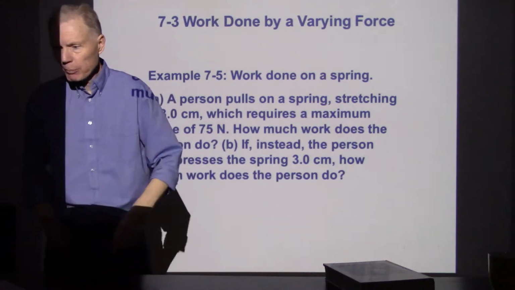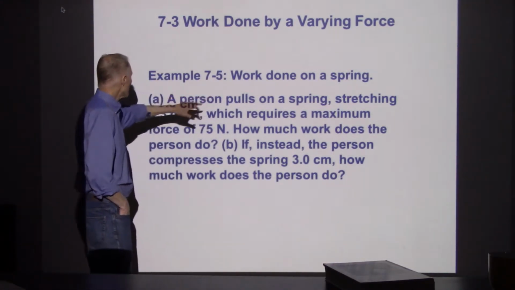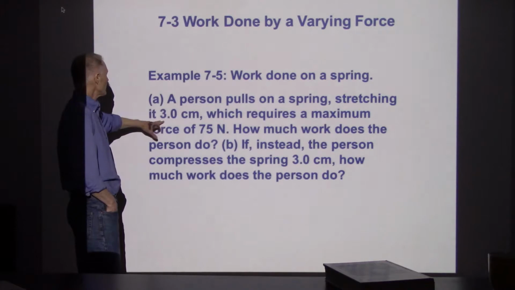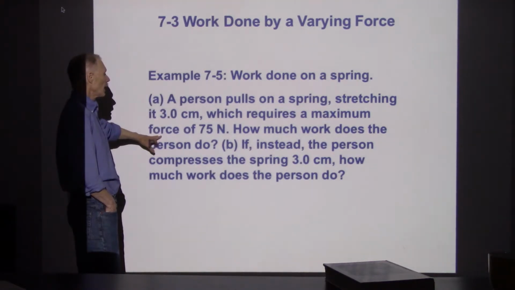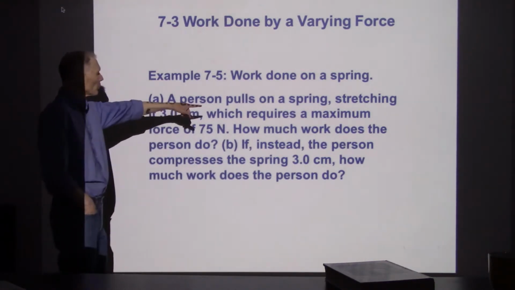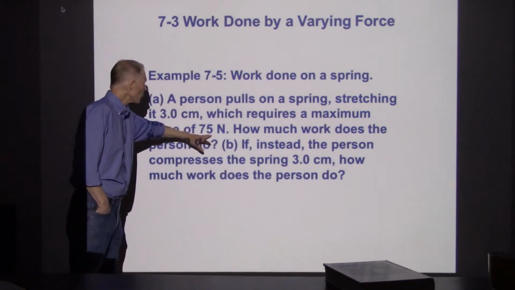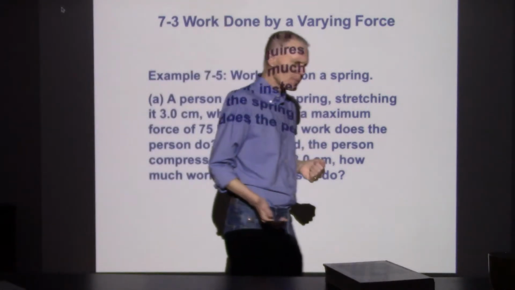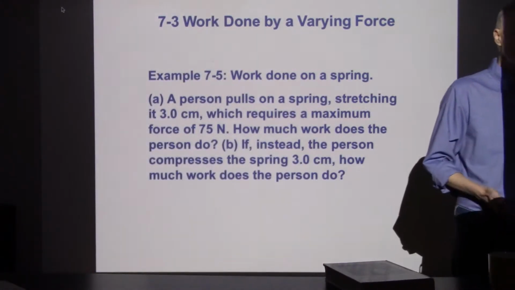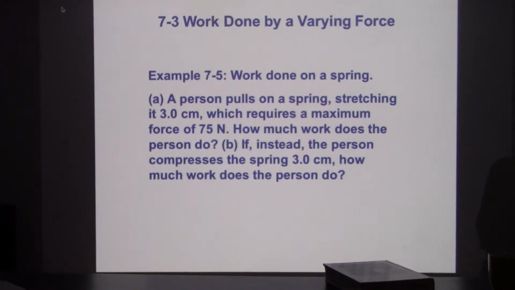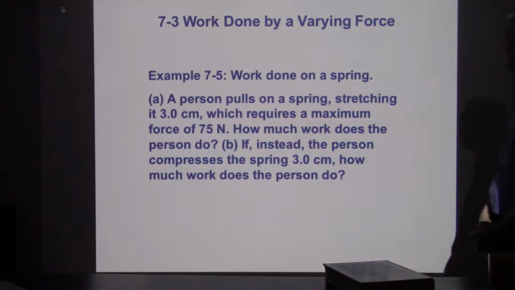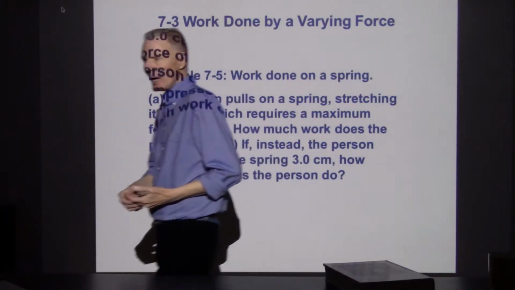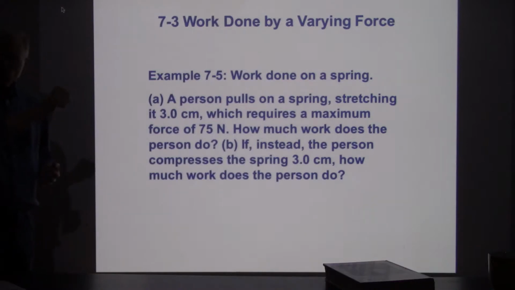All right, here's an example, work done by a varying force. It's on a spring. The person pulls on a spring, stretching it 3 centimeters. At 3 centimeters, the person finds that they are exerting a force of 75 newtons. So at first the spring was easy to pull, right? That first centimeter wasn't as hard, and then the second centimeter got harder, and the third centimeter was the hardest, and if you pulled at 4 centimeters, it's going to be even harder. So that's what we said the behavior for an ideal spring would be. It just gets harder and harder to pull it as you pull it farther and farther.